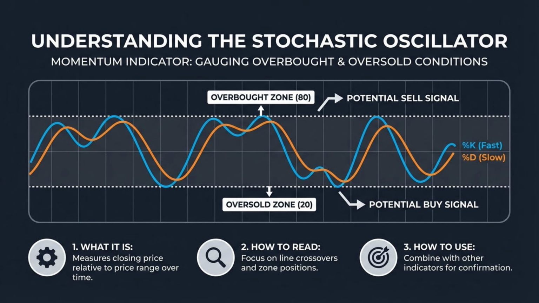When %K crosses below %D in the overbought zone, it may signal an upcoming price decline, while a crossover in the oversold zone may signal a potential rise. Although useful, the stochastic oscillator is most effective when combined with other technical indicators to confirm signals and reduce false readings.